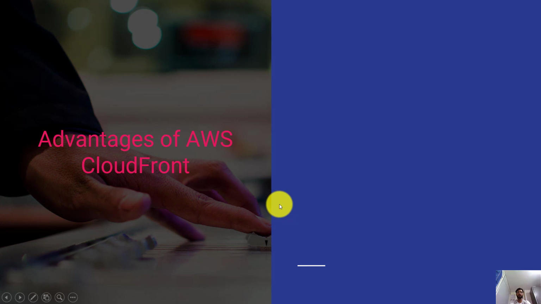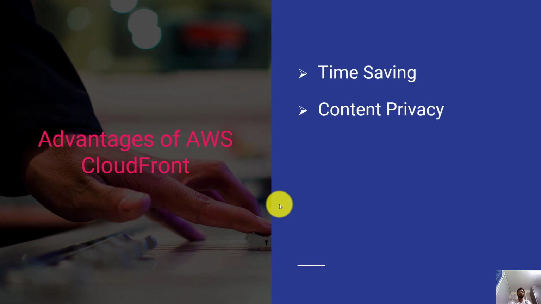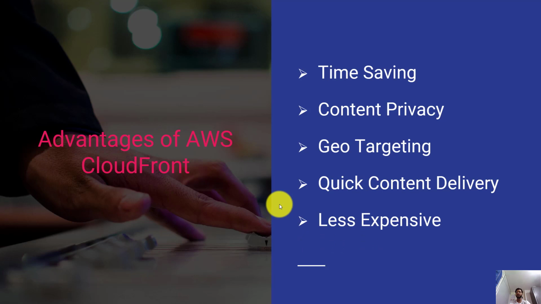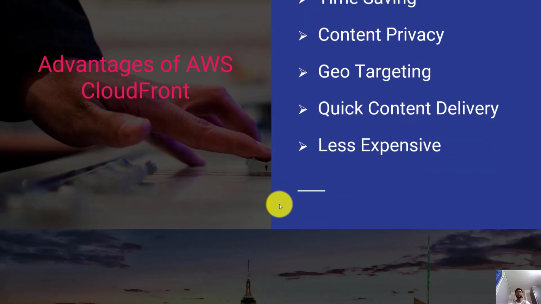Advantages of the AWS CloudFront model. One is time saving, content privacy. Yes, AWS CloudFront offers content privacy and geo targeting. It is placed in a geographical location. Quick content delivery. It can be anywhere in the country, content will be delivered quickly. Less expensive. Yes, it does not cost much.